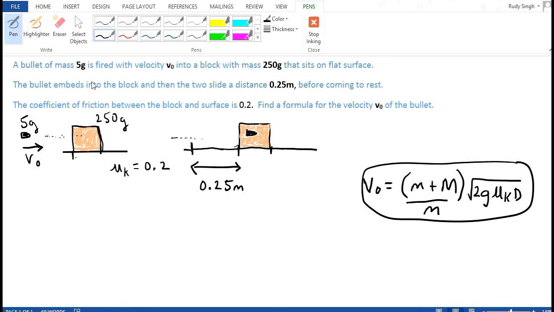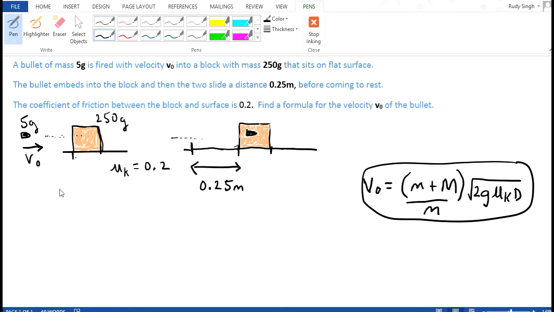Alright, here's an example with some numbers. A bullet of mass 5 grams is fired with an initial velocity, we don't know what, v0, into the block with a mass of 250 grams. This block, 250 grams, sits on a flat surface. The bullet embeds into the block and they slide a quarter meter, 0.25 meters, before coming to rest. The coefficient of friction of the block and surface is 0.2, and find a formula for the velocity of the bullet.